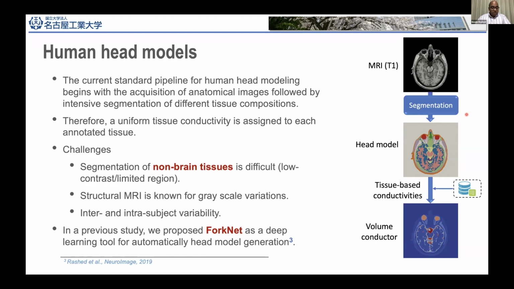So recently we have developed what we call ForkNet, a deep learning architecture for automatic segmentation of human head models. I will quickly go through this architecture, and then we will present what we call sub-ForkNet, which is an extension especially for the deep brain structures.